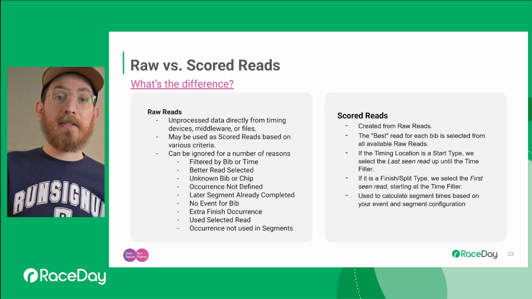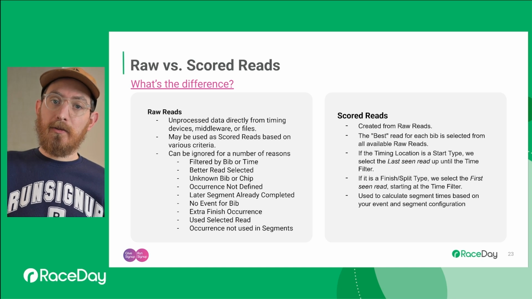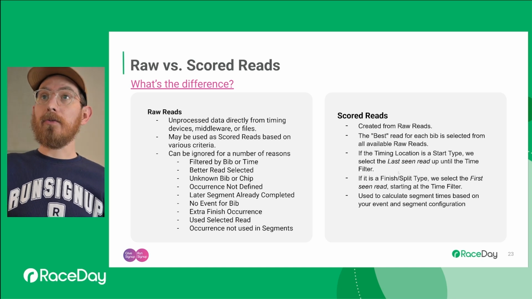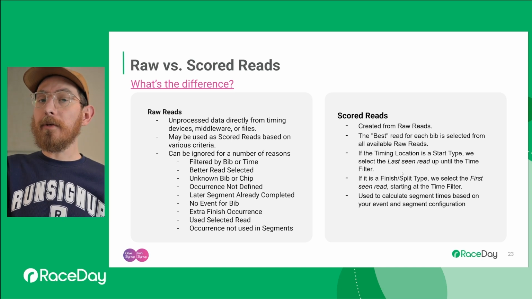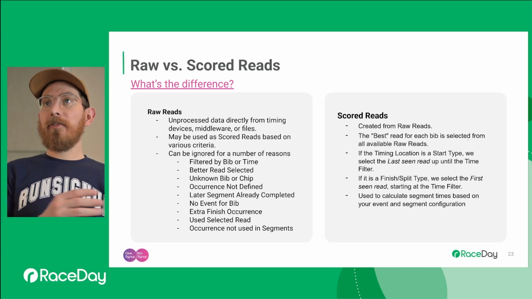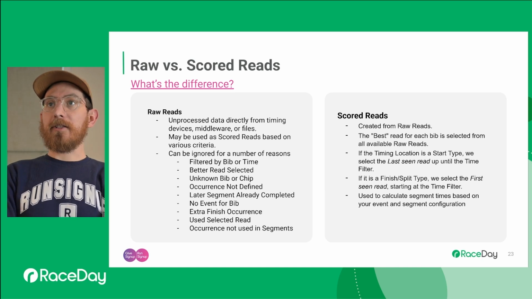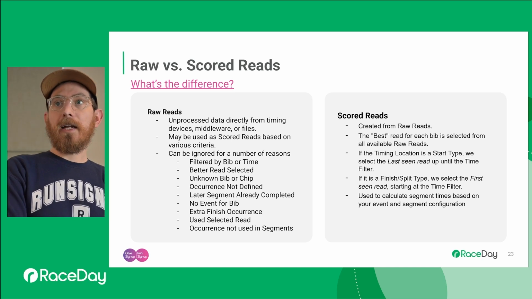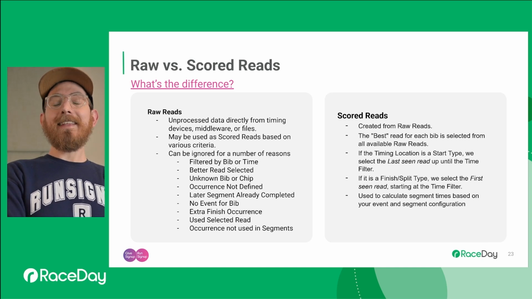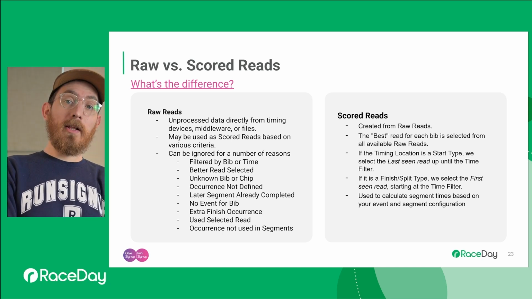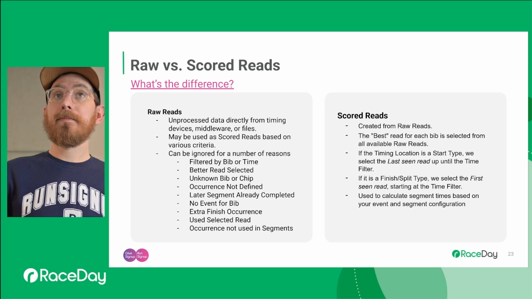Usually, timing systems get a lot of data and it picks the best one. So there's going to be a ton of extra data you don't actually want to use. The ones that we do use, we call scored reads. These are created from the best read available for each bib on the location that it's going to be used for. If the location is the start type, again, take the last seen. If it's a finish, you take the first seen. These scored reads are used to calculate times. They can calculate segment times as well as overall times.